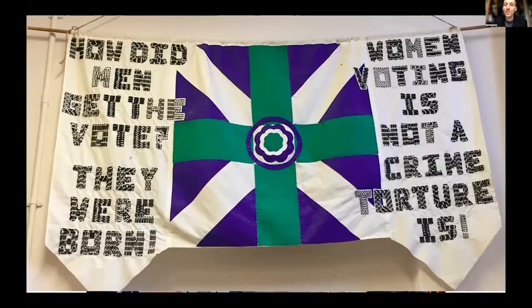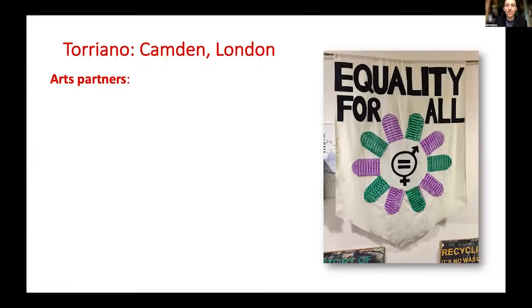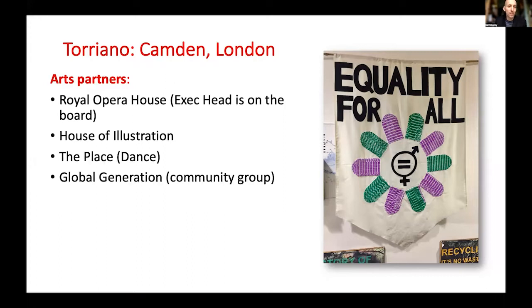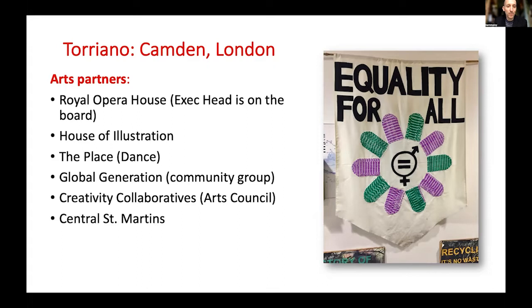They did some protest marches, but created these banners, obviously in the style of the suffragettes. And they've got lots of arts partners. Not only are they partnered with the Royal Opera House, but the executive head is on the board of the Royal Opera House, and just list some companies and organisations that they're linked with.